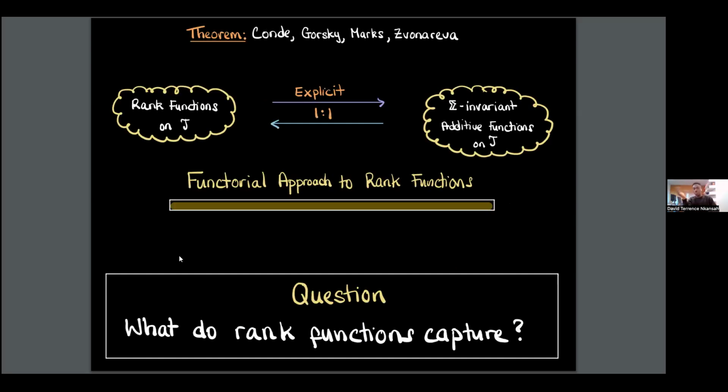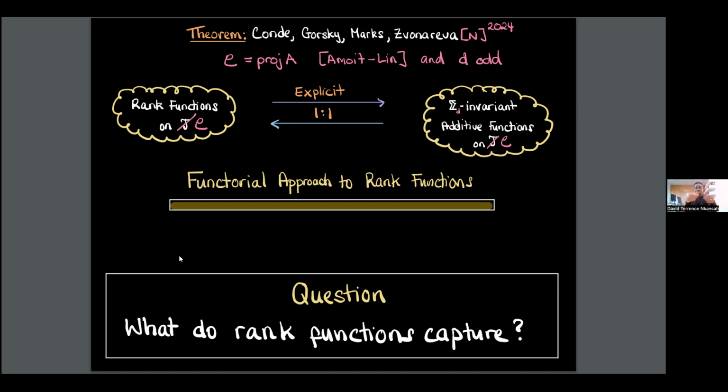And so the next question would be, well, how about the theorem, the four-author theorem? Does it still hold? And I'm here to say that in the case where C is these Amiot-Lin D plus 2 angulated categories, and when D is odd, the theorem does hold. So there is this functorial approach to rank functions on these D plus 2 angulated categories.